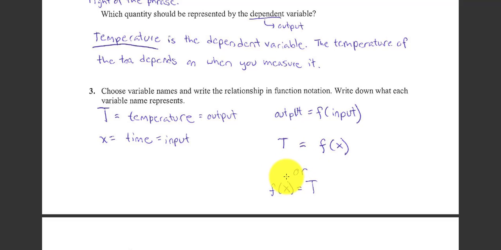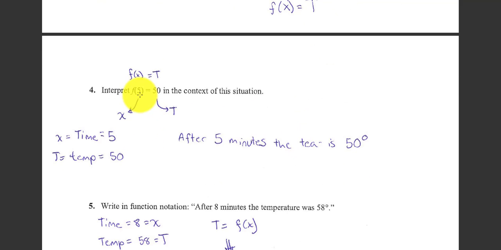The order doesn't matter. So interpret: if what's in parentheses is the time, if the time is 5 minutes, the temperature would be 50 degrees. Or you could say after 5 minutes, the T is 50 degrees, okay?